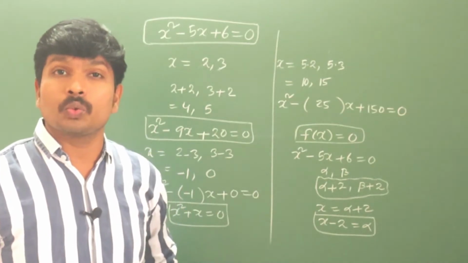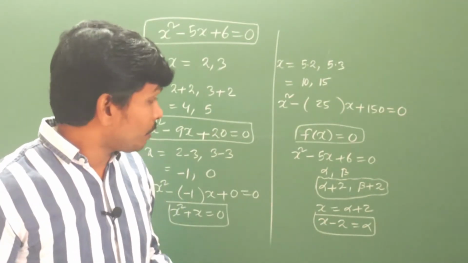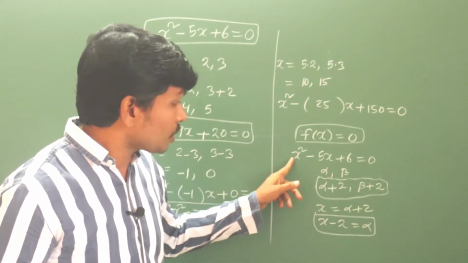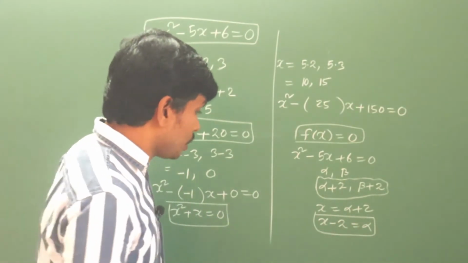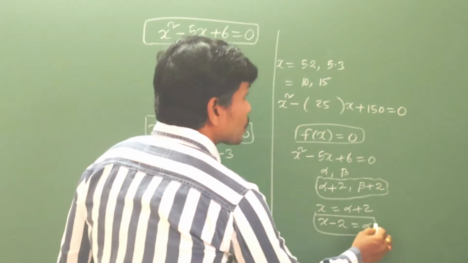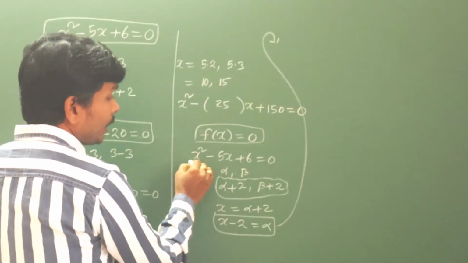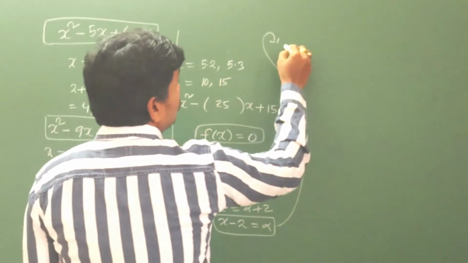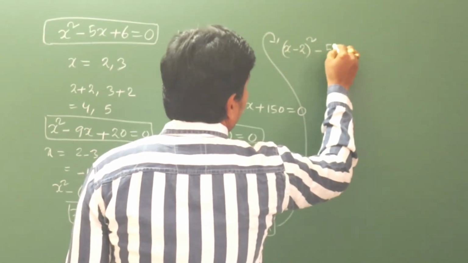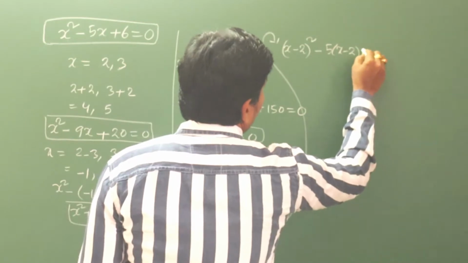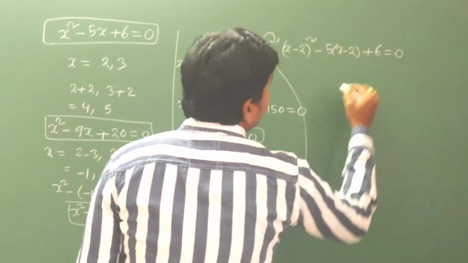So here what is the alpha value? x minus 2. So what should we do, tell me? Alpha comma beta are the roots of this equation, right? What is your alpha value? x minus 2 only, no? So now substitute x minus 2 in place of x. So x minus 2 whole square minus 5 of x minus 2 plus 6 equal to 0.